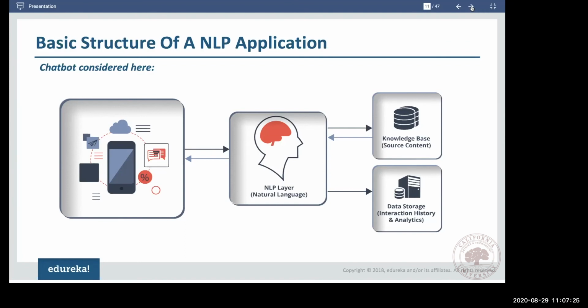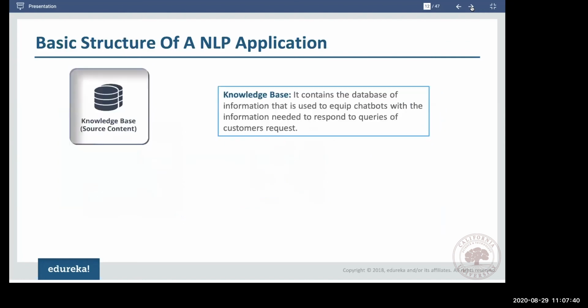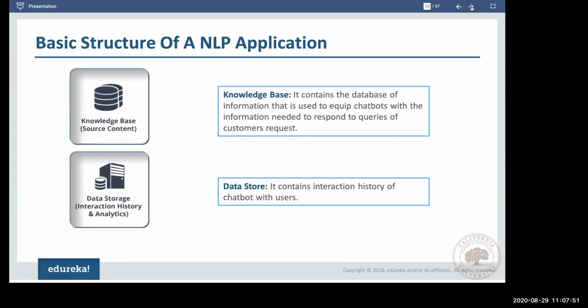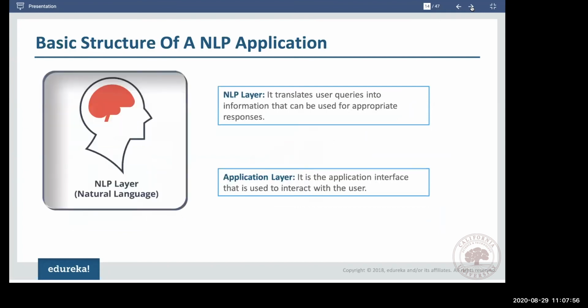So you have a knowledge base, that's the source content, all the information that you need. And we have storage of interaction history because they want to keep it for improving the NLP, the chatbot experience. And you have the NLP layer in between that is creating this experience for you, right? So there's a knowledge base. It contains a database of information that is used to equip chatbots with information needed to respond to queries of customer requests. And then you have the data storage. It contains interaction history of chatbot with users.